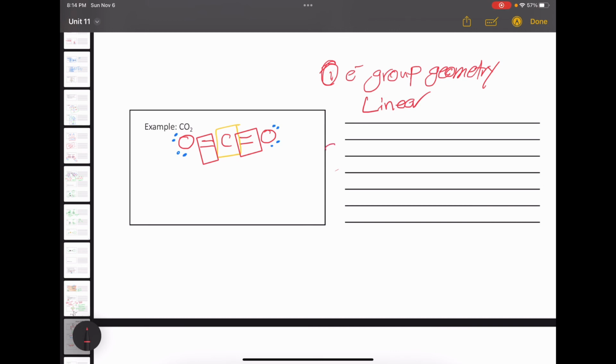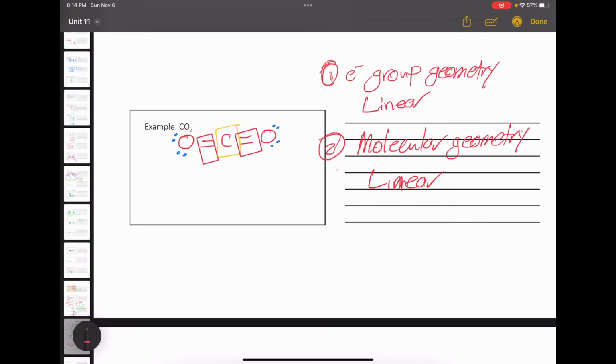Let's do now the molecular geometry. Do I have any non-bonding pairs surrounding the carbon, the central atom? No. The answer is no. So that makes my group geometry same as the molecular geometry. So it's going to be linear as well, similar to the group geometry.